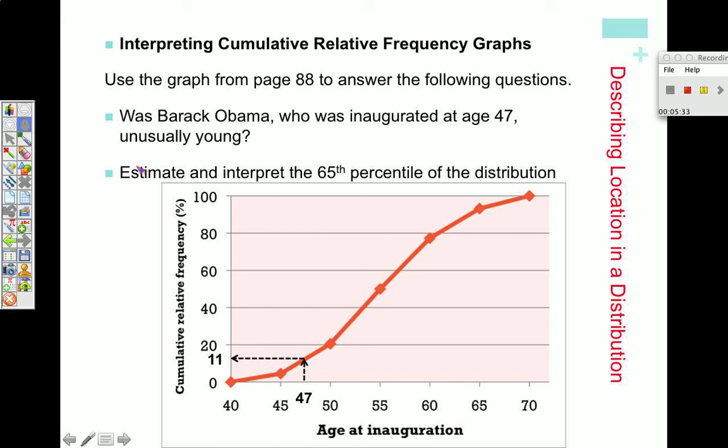Estimate and interpret the 65th percentile. So we find 65 on our percent scale, right about there. We go directly horizontal to our graph and down to our age, 58. So what does that mean? Well, what it means is that 65% of all the presidents were less than age 58 when they were inaugurated. And conversely, 35% of all presidents were older than 58 when they were inaugurated.